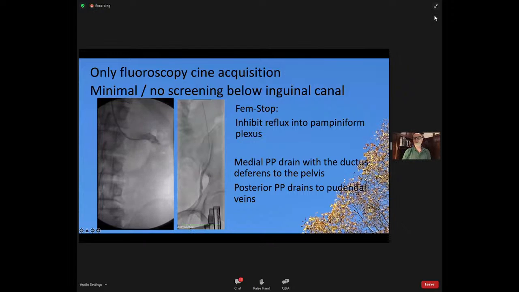We know the pampiniform plexus will close if we successfully occlude the spermatic vein. We don't need to cause a significant phlebitis in the pampiniform plexus, because that has both symptomatic issues for the patient, but also maybe some concerns about collateral non-target injury to the pampiniform plexus draining through the vas deferens, and also the posterior drains draining via the pudendal vein. So we use a Femostop just to trap that foam between the inguinal canal and the renal vein.